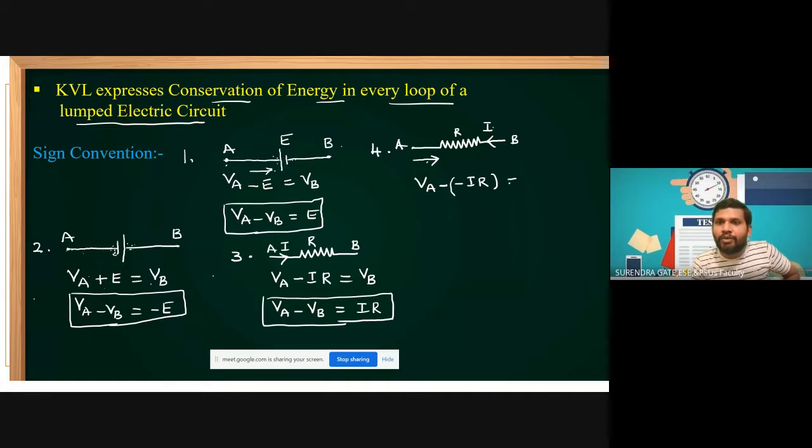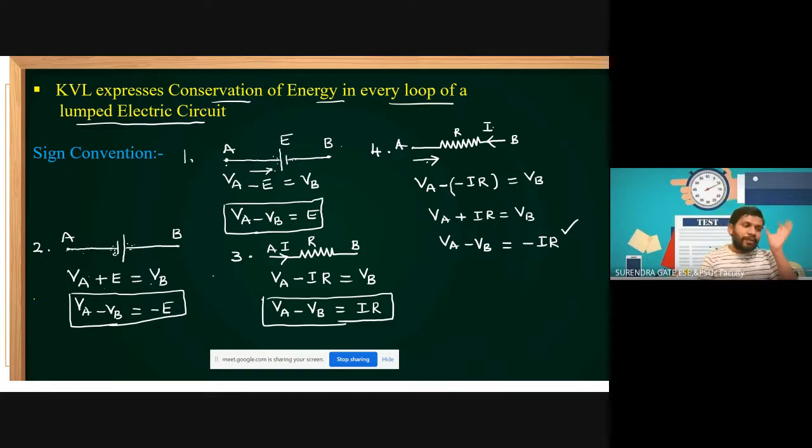Then this is equal to VB. Then what can you get, students? VA plus IR equal to VB. Then what is VA minus VB, students? VA minus VB equal to minus IR. It is correct. It is clear. Next, one more example. Please write down all these, very important. Once we understand this sign convention, applying the KVL is very easy.